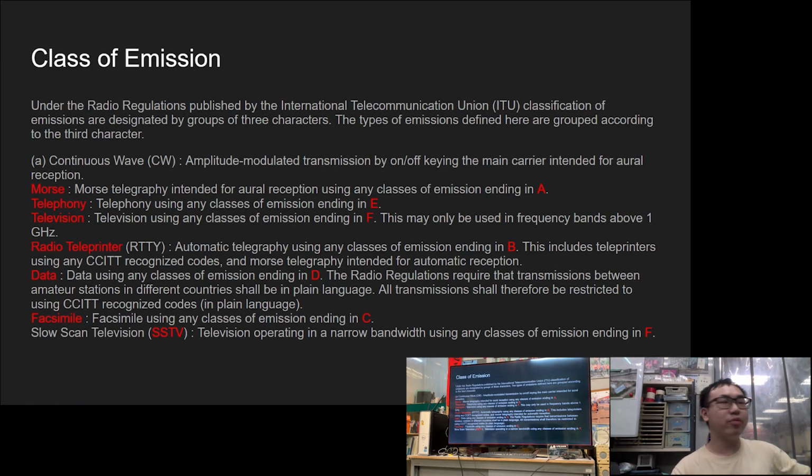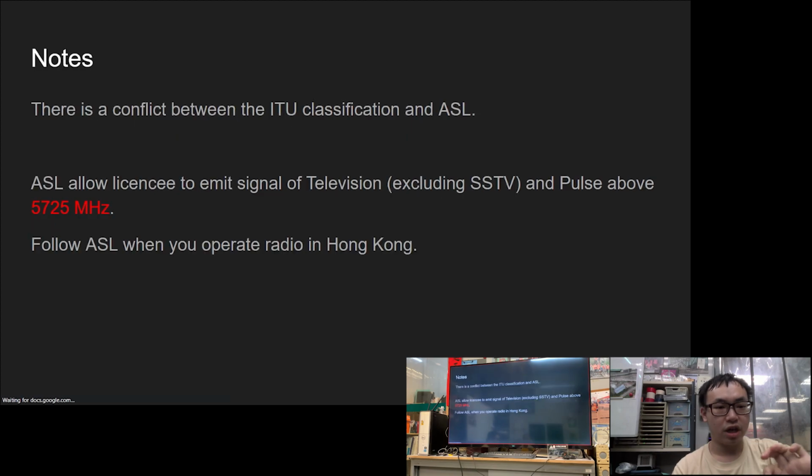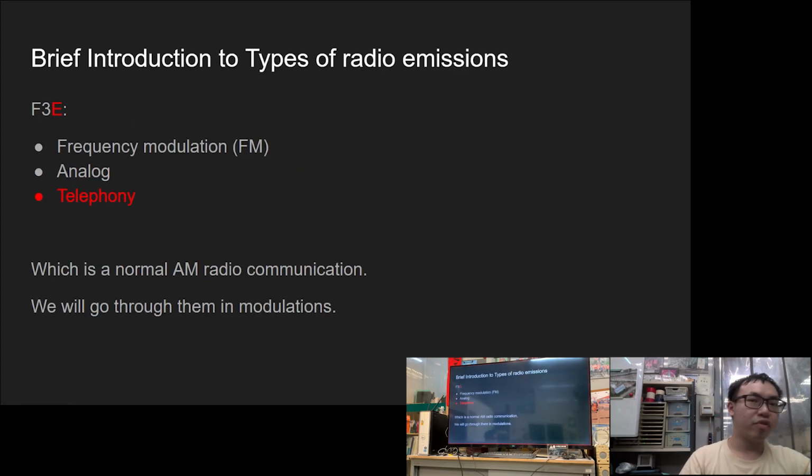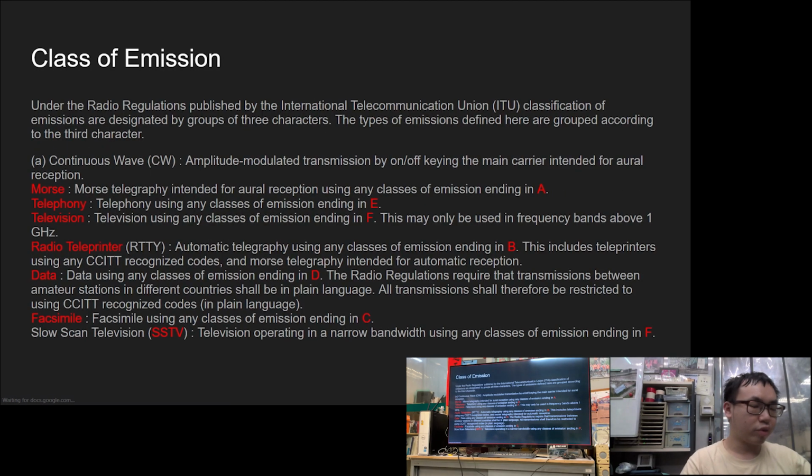Telephony, which is using voice, using our own voice. So when you speak through the radio using this machine, then you are emitting in telephony. Okay, so you know these characters, right? But what do they mean? I will explain to you later. Actually, it looks like this. For the modulation, which is the signal you are going to transmit, it actually consists of alphabets and numbers. So we are talking about E at the very back. I will go back to this one first.